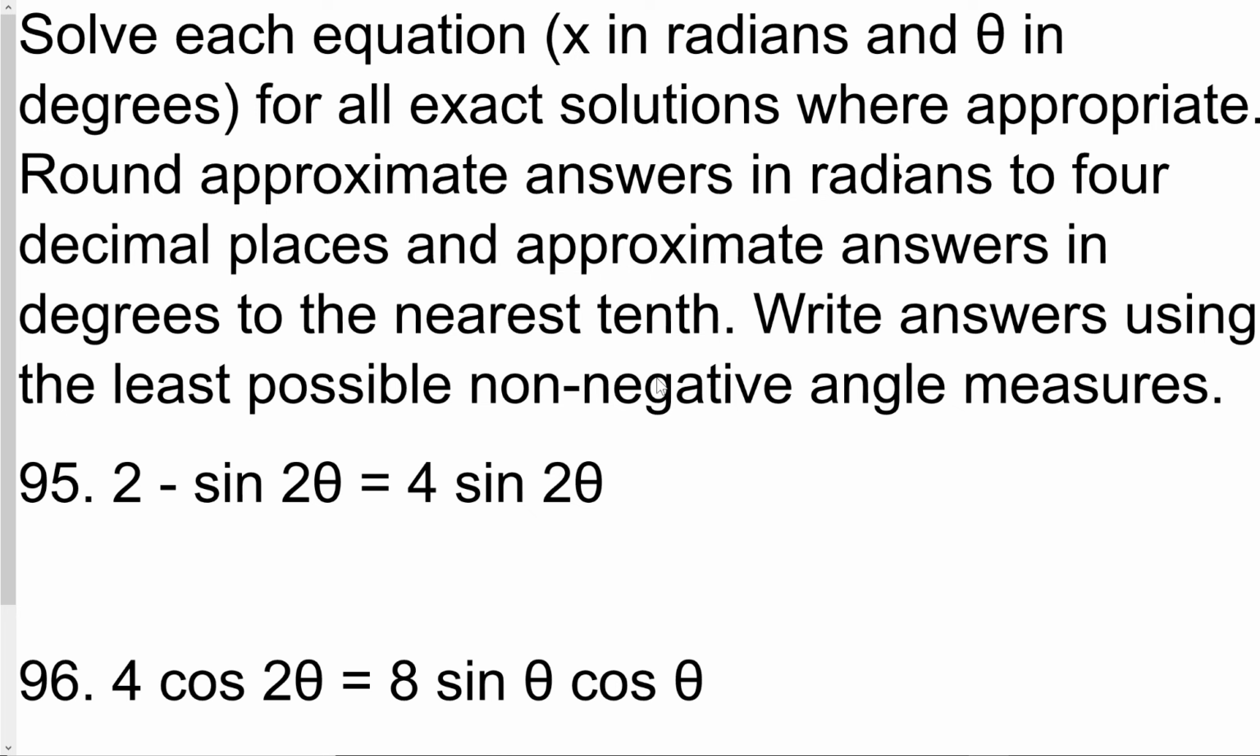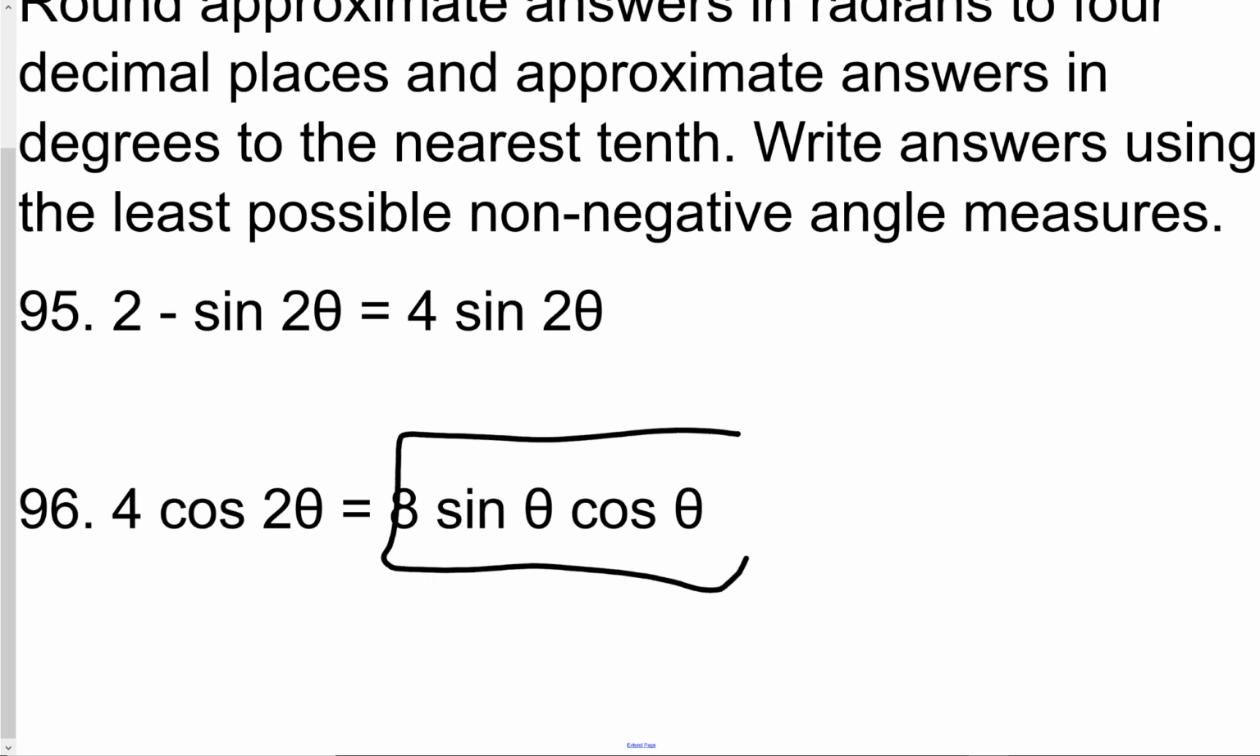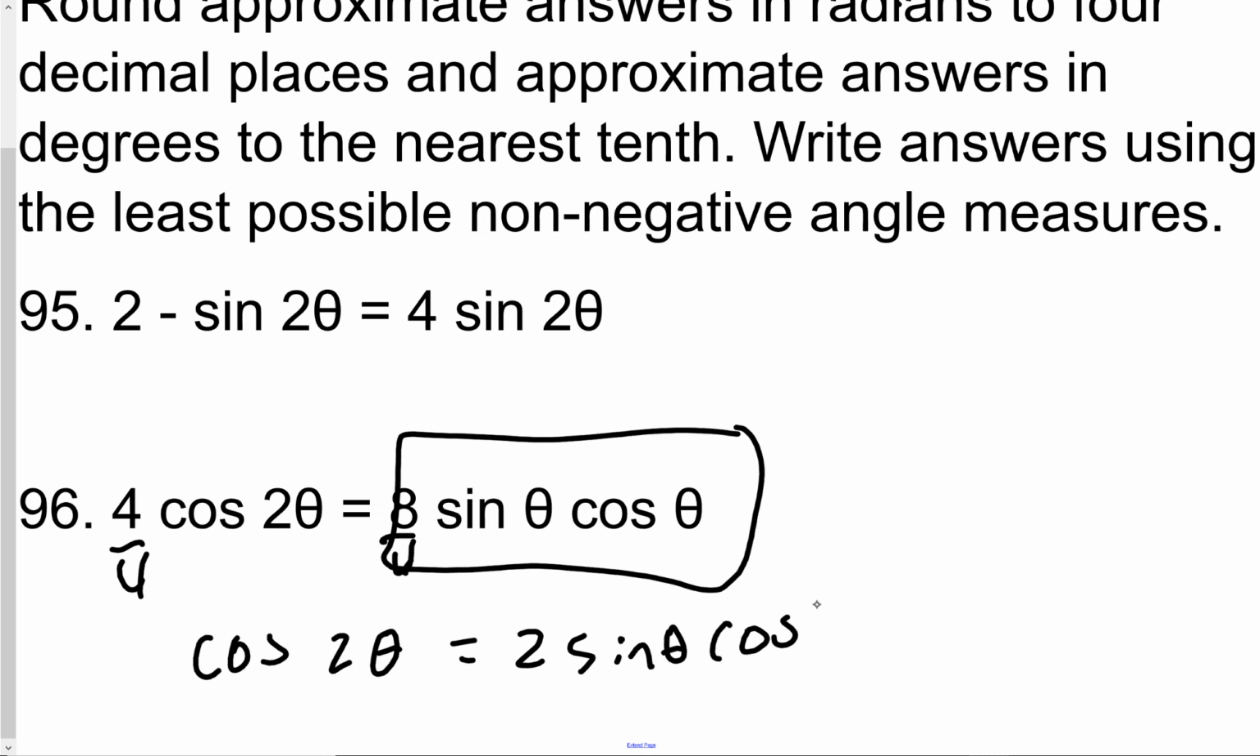All right, anyways, 96. So again, doing the same thing. All solutions. So where do you see the definition of this? Is that for a double angle of sine? But usually it's 2, right? It's 2 sine theta cosine theta. So really I could divide both sides by 4. This would be 2 sine theta cosine theta.